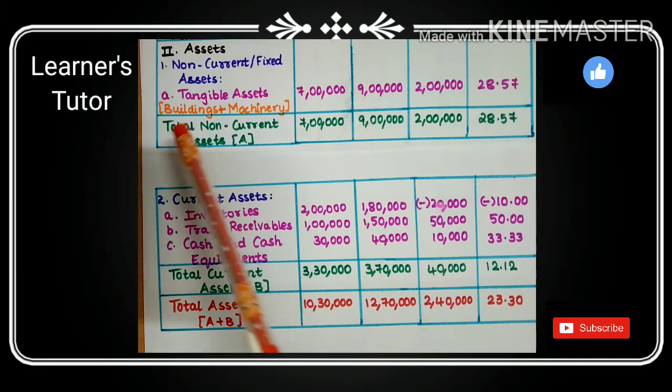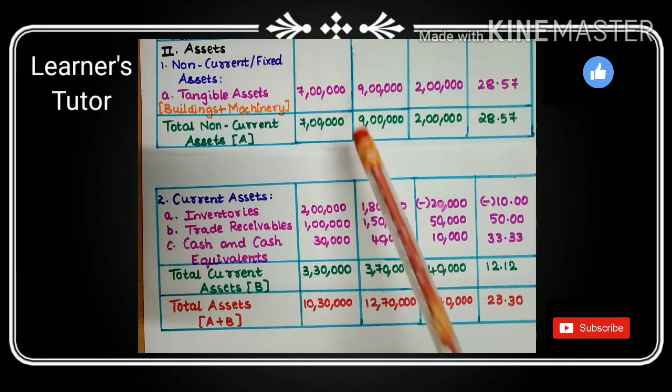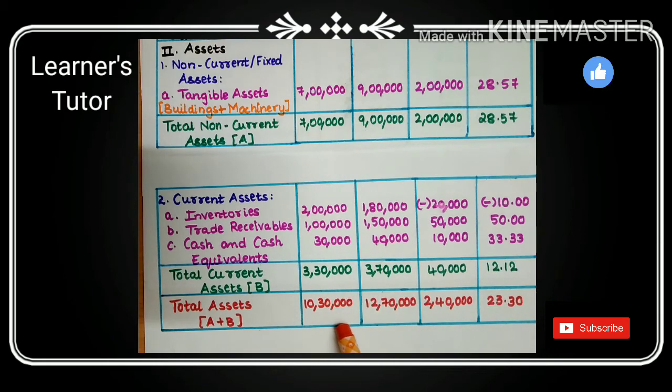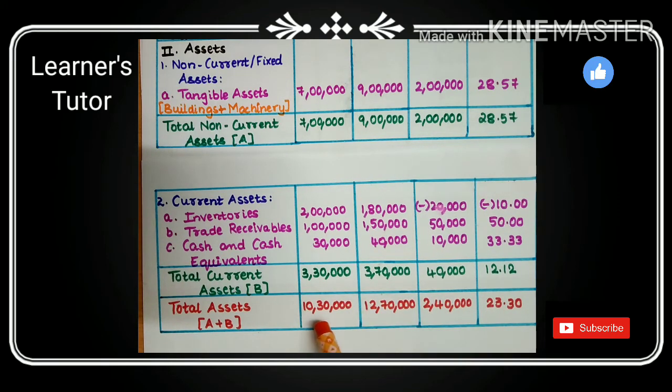Now, total assets is nothing but current assets plus non-current assets. Total non-current assets is 7 lakh plus total current assets 3 lakh 30,000. Add both, you will get 10 lakh 30,000. 9 lakh plus 3 lakh 70,000 is 12 lakh 70,000. 12 lakh 70,000 minus 10 lakh 30,000 is 2 lakh 40,000. 2 lakh 40,000 divided by 10 lakh 30,000 into 100 is 23.30.